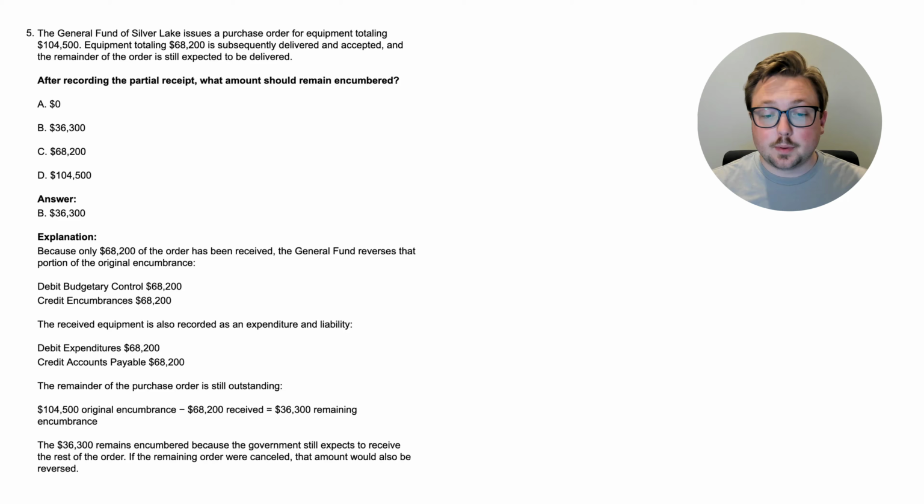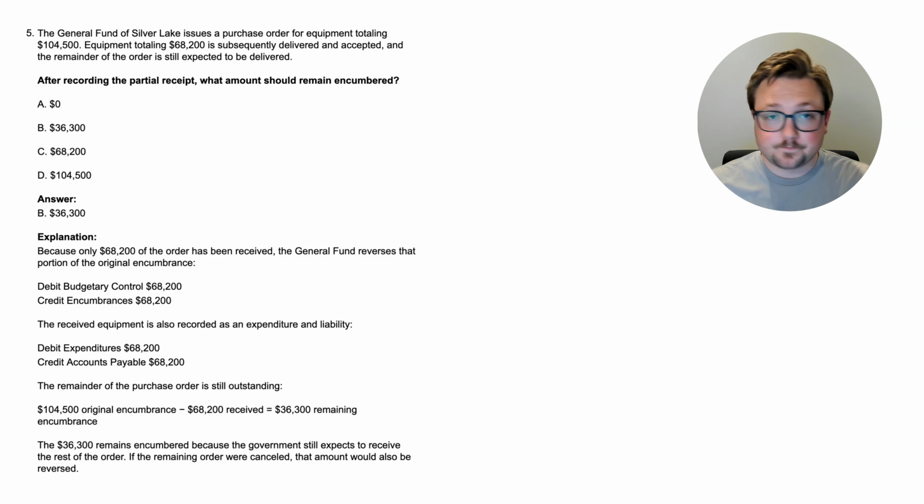The remainder of the purchase order is still outstanding. They're still expecting to receive the rest of the purchase order. So you take the original $104,500 of encumbrance, subtract the $68,200 received, and that leaves you with $36,300 of remaining encumbrance. The $36,300 remains encumbered because the government still expects to receive the rest of the order. If the remaining order were canceled, the amount would also be reversed. It would be completely reversed.